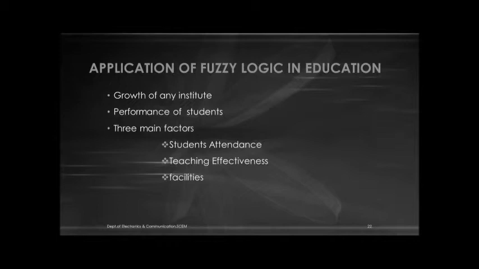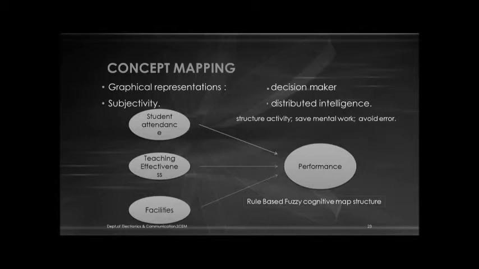The reputed institution focuses on the performance of the students and tries to do better so that it could stand in a ranked position as compared to other institutions. The dynamic nature of the FCM makes it a useful tool for discovering the hidden relationships between the concepts. Here we are using three main factors. One is students' attendance, the next is teacher effectiveness, and facilities.